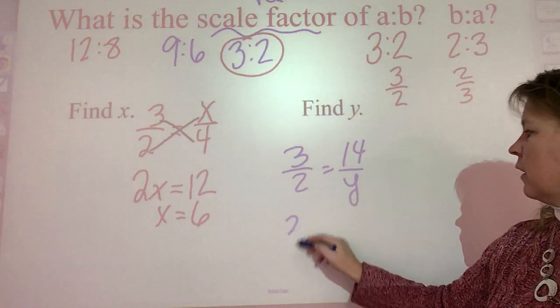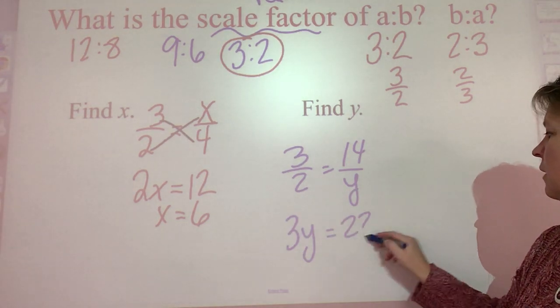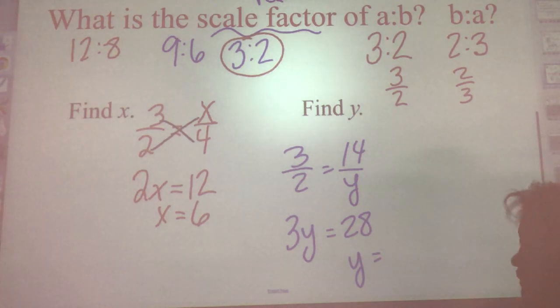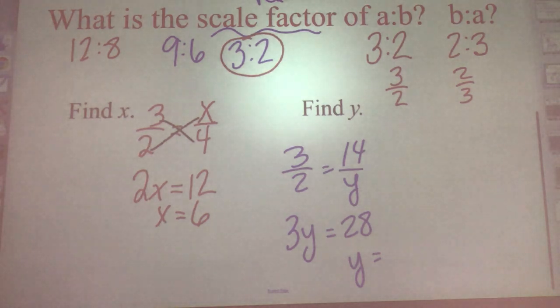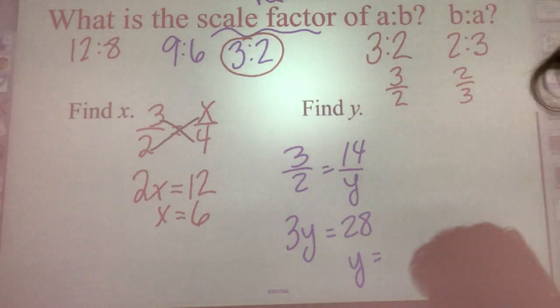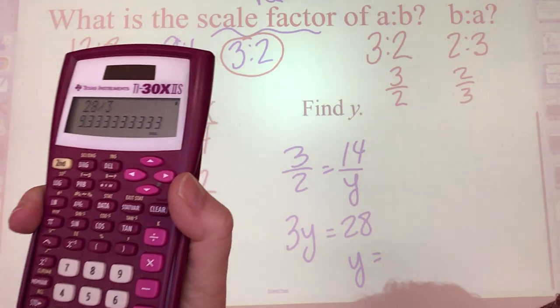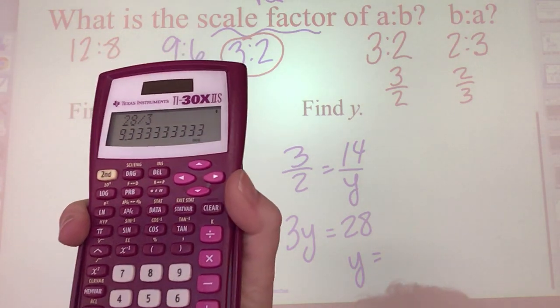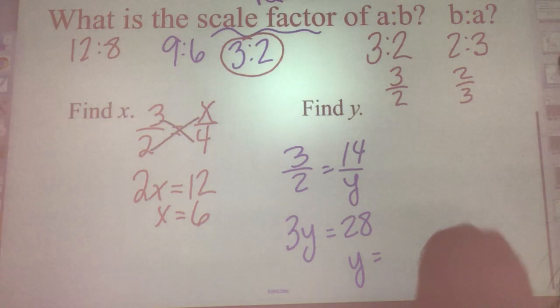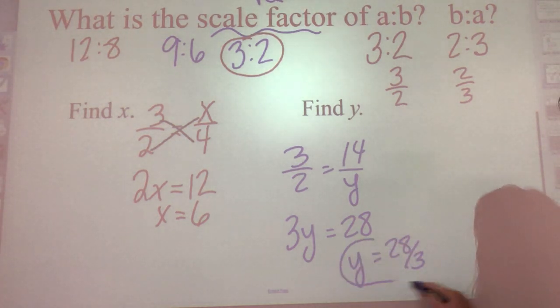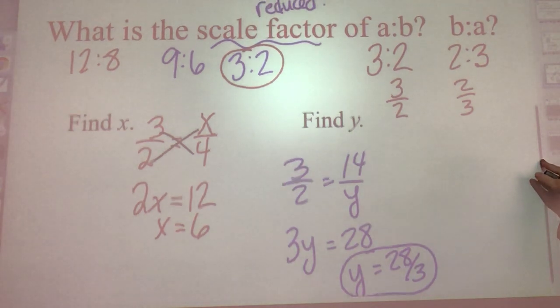Cross multiply, you get 3y equals 28. And y equals, leave it as a fraction, unless it's a super nice short terminating decimal. If you take 28 over 3, that's not a nice terminating decimal. And no, we don't put 9.3. So 28 over 3 is just how big y is. If it reduces, reduce it.